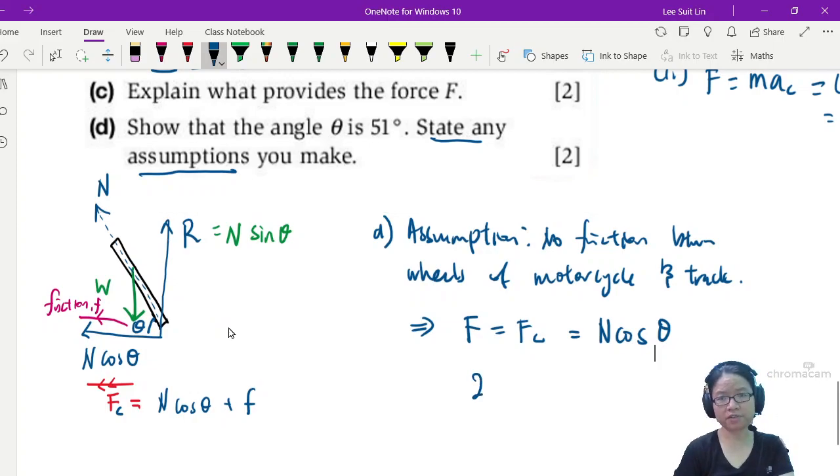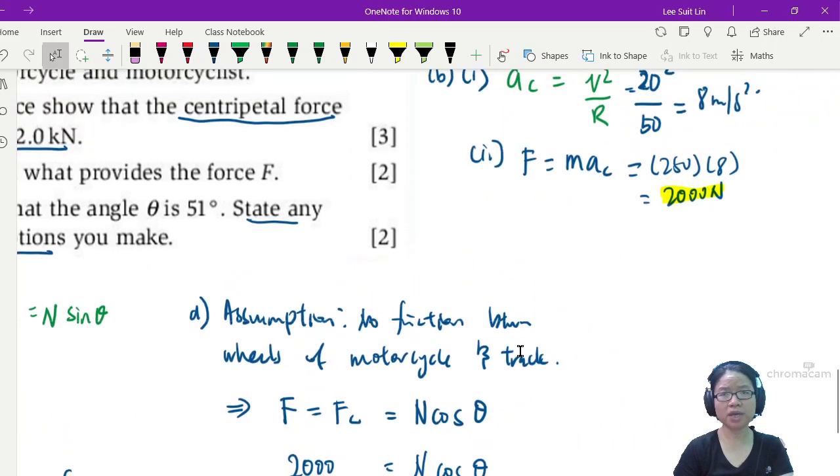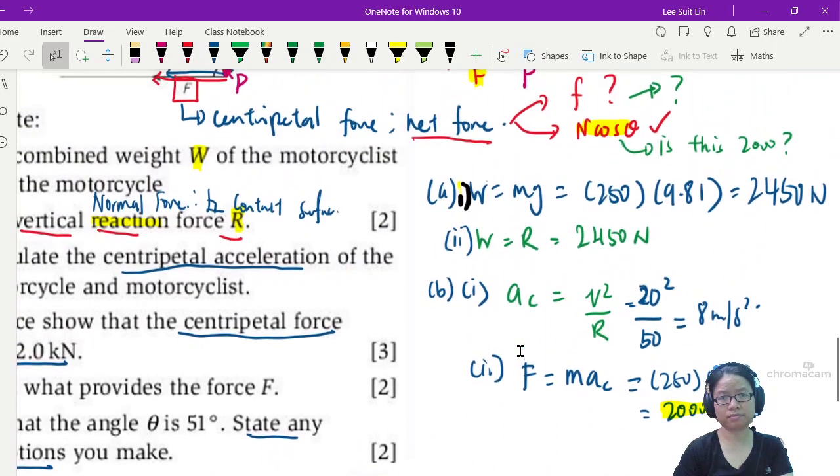So this n cos theta, again, is the horizontal component of your centripetal force. Okay, so we have this. This is 2000. 2000 will be equal to n cos theta. Do we have n sine theta? What do we do?